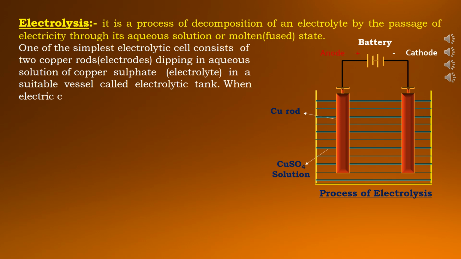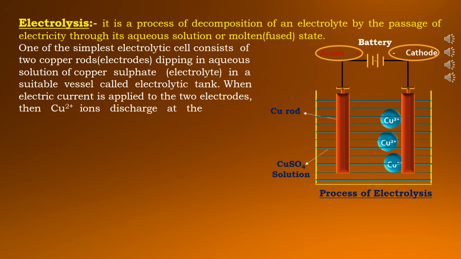When electric current is applied to the two electrodes, the electrode which is attached to the negative terminal of the battery act as cathode, and the electrode which is attached to positive terminal of the battery is called as anode. When the electric current is applied, then copper ions discharge at the cathode. That means copper ions carry 2 unit positive charge and they travel towards the negative electrode, that is cathode.